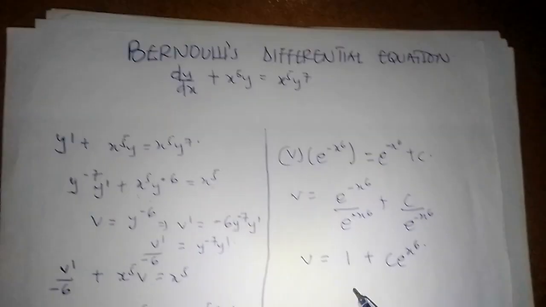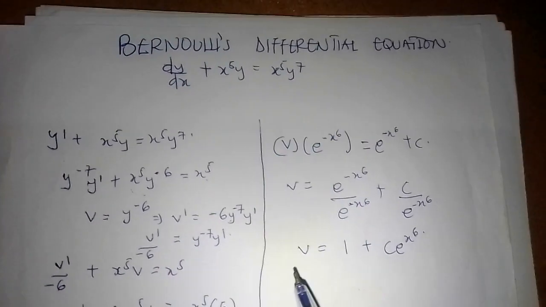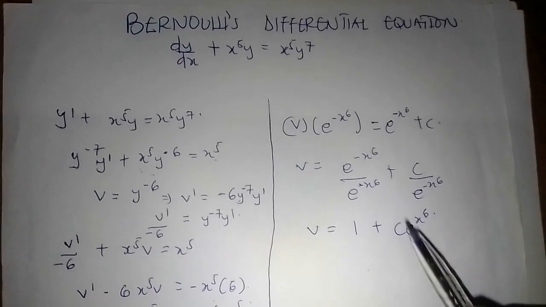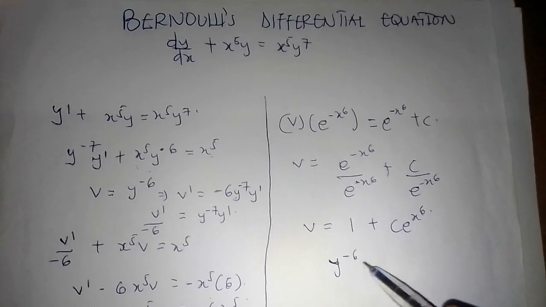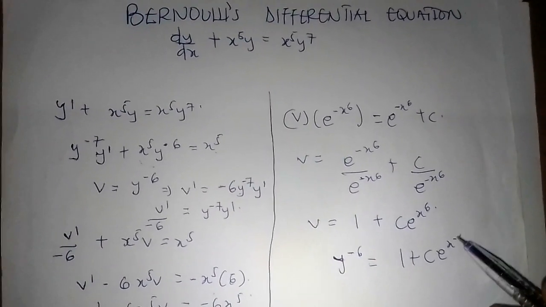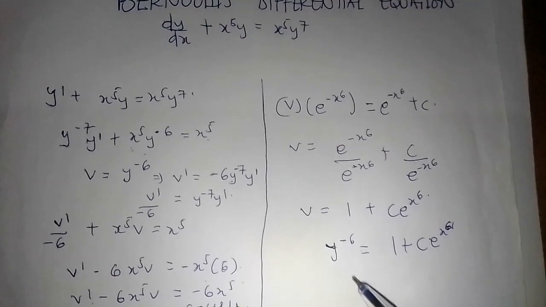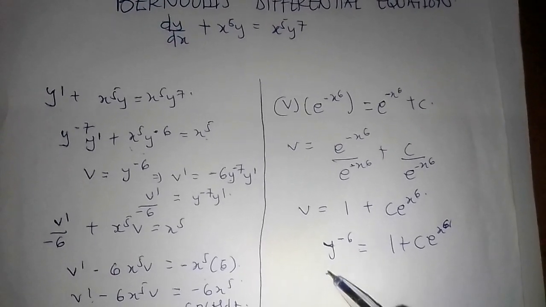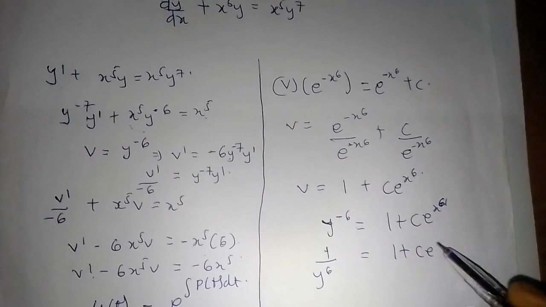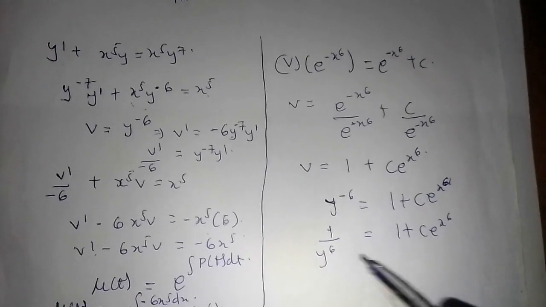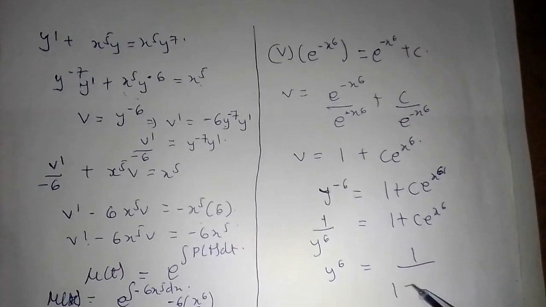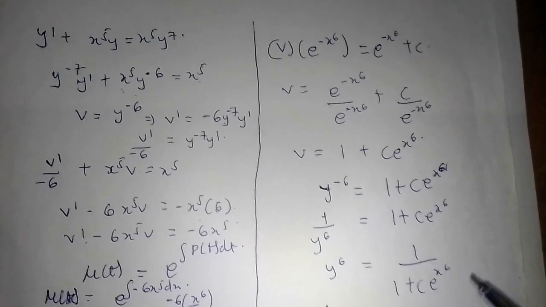This is not the end. In the question, it was given in y. The dependent variable is y, but we made a substitution that v is equal to y to the power negative 6. So y to the power negative 6 will be equal to 1 plus c e to the power x to the power 6. So 1 over y to the power 6 will be the same expression here. Then I'll reciprocate it. y to the power 6 will be equal to 1 over the expression 1 plus c e to the power x to the power 6.